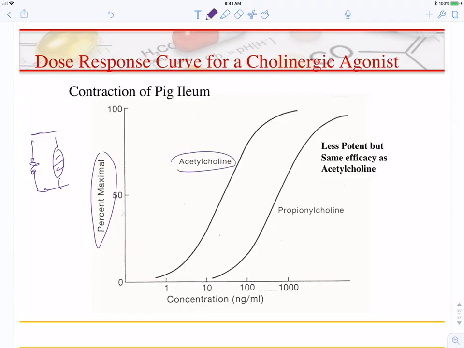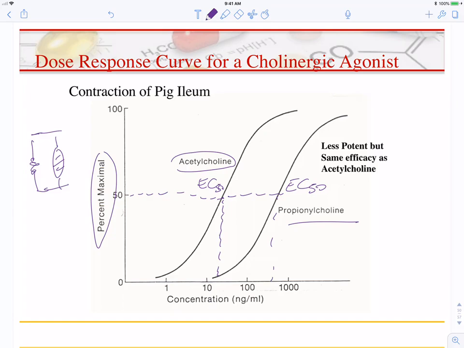This is what happens when we have acetylcholine as ligand. That's the natural ligand for the muscarinic receptor. And so we'll have a certain EC50. Now we are trying to evaluate the efficacy of another agonist called propionylcholine. And what we see here is that now the EC50 is much larger. It's actually 1.5 orders of magnitude larger.